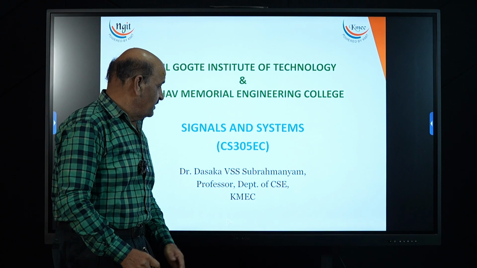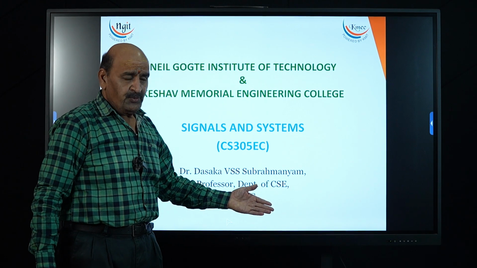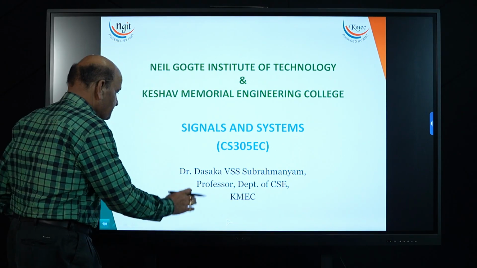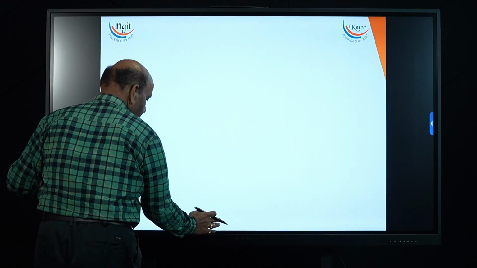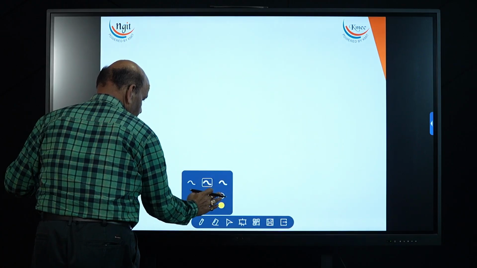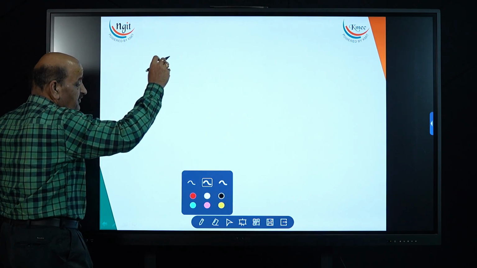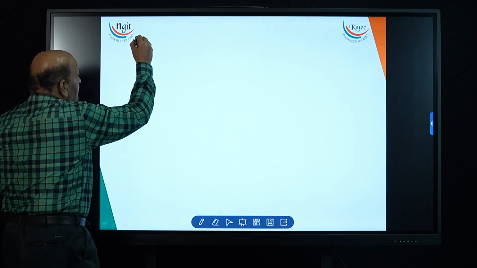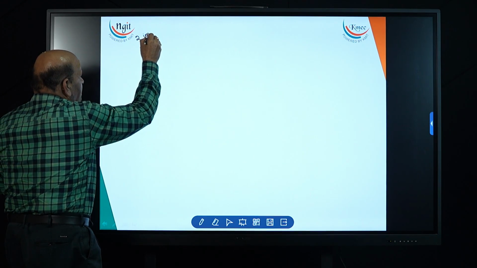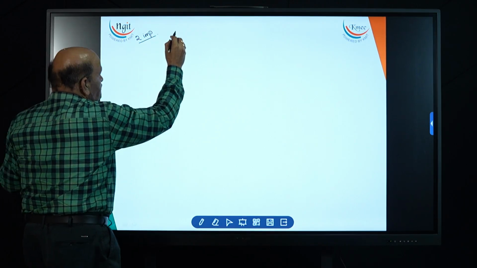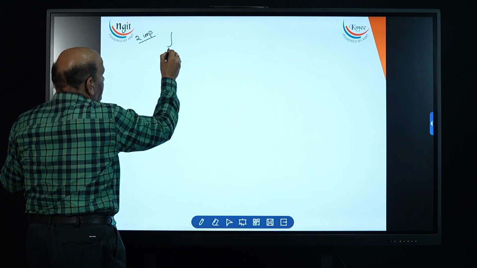Good morning to all. Now the session on problems on Fourier transformations is going on. Let us start. Now, before going for some other problems, there are two important formulae. These two formulas are very important.